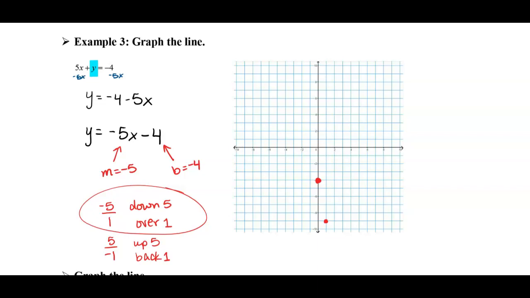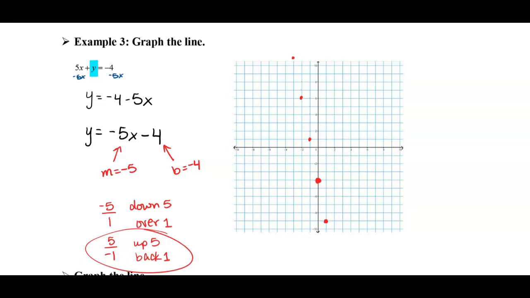So now let's look at it the other way. What if I go up 5, back 1? 1, 2, 3, 4, 5, back 1. Again, 1, 2, 3, 4, 5, back 1. Ran off the graph there.